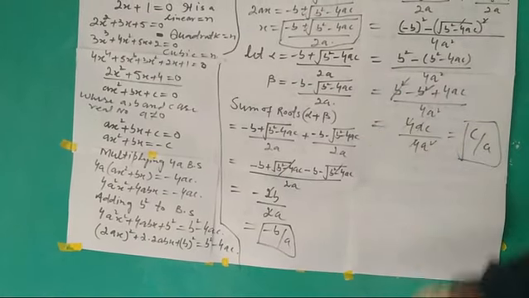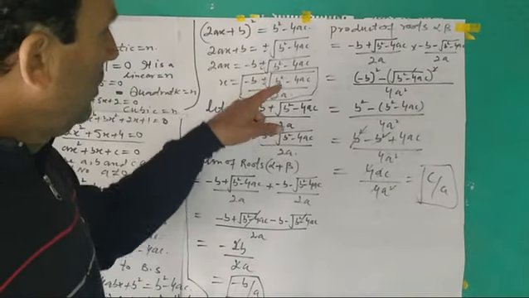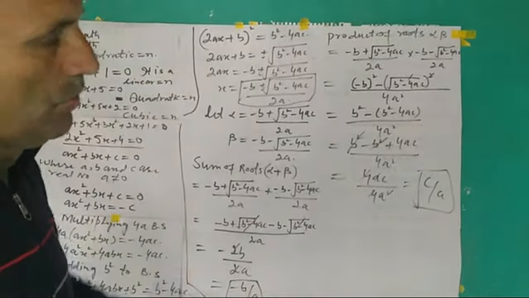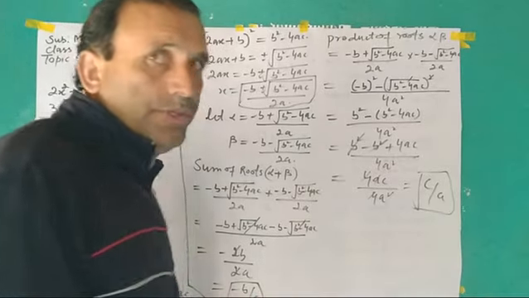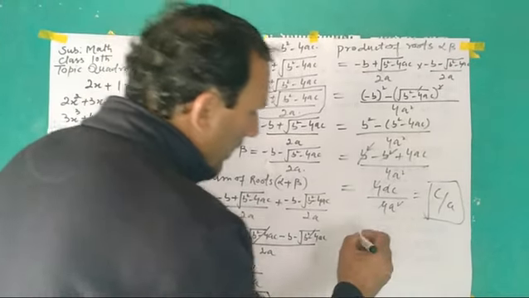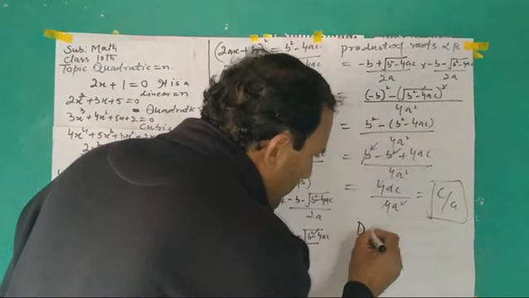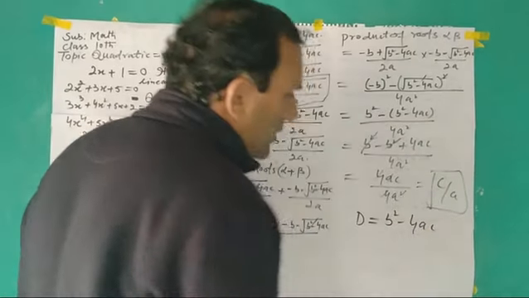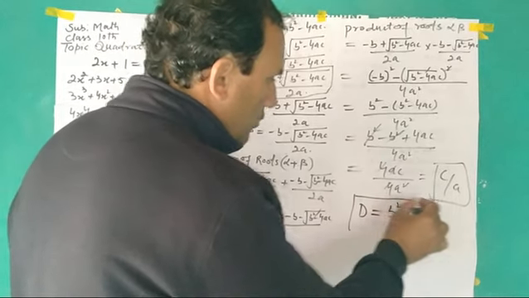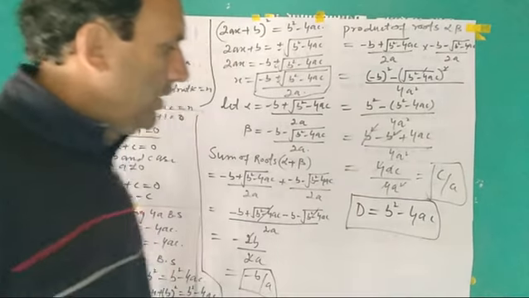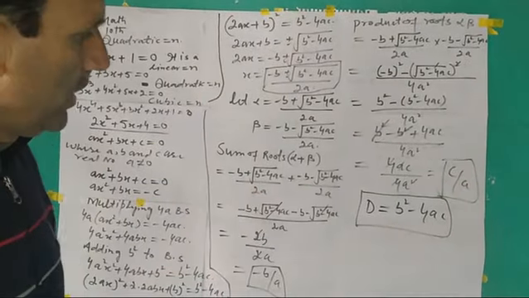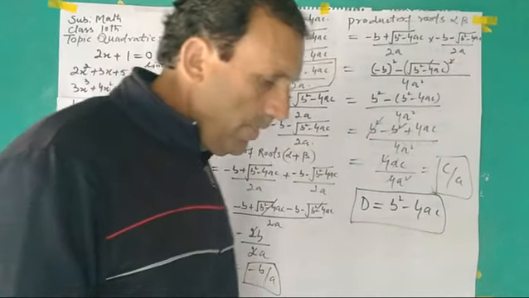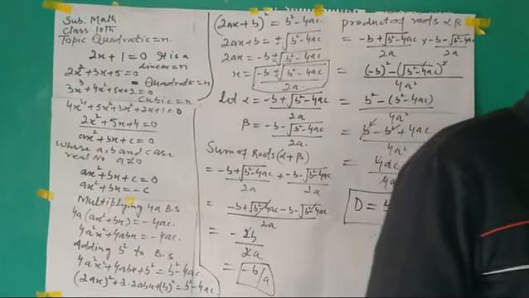We can find the sum and product. So this b square minus 4ac is also called discriminant. So we are writing here capital D. Capital D means discriminant, that is equal to b square minus 4ac. This is your discriminant, that is b square minus 4ac. Also remember this.